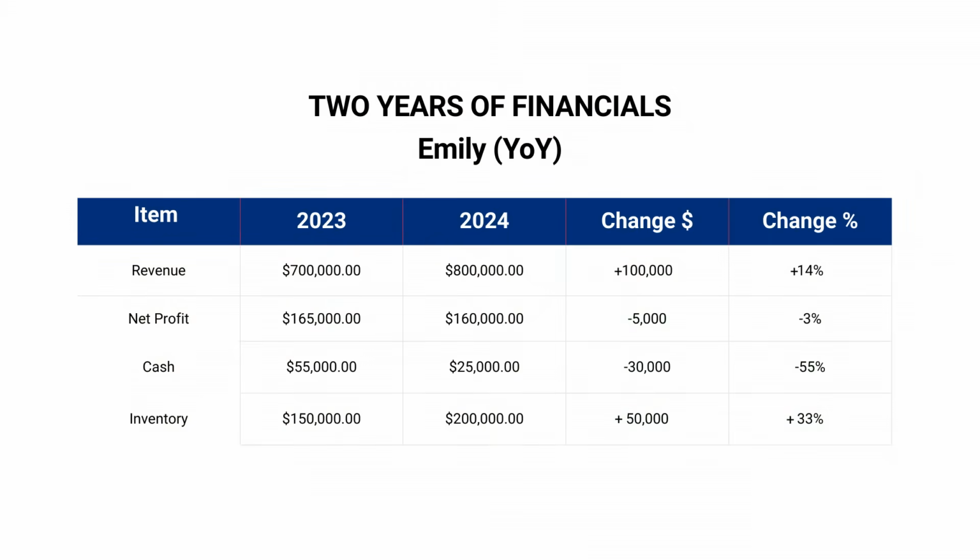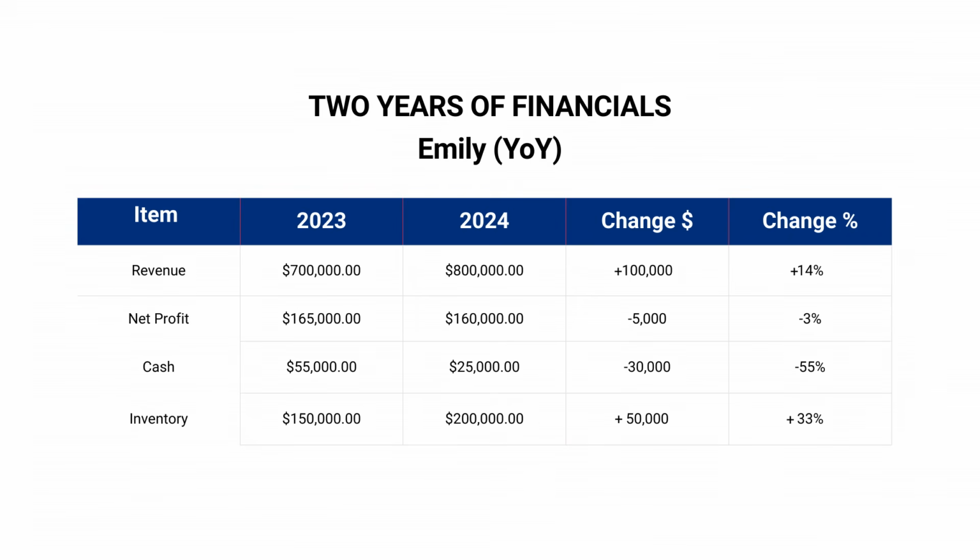Now, let's get back to Emily's situation. Now, Emily's Amazon business, if you look at 2 years of financial statements, look at 2 years of income statement, you can see that the revenue grew and the net profit actually slipped by 3%. And cash plummeted by more than half despite the steady sales, unfortunately.